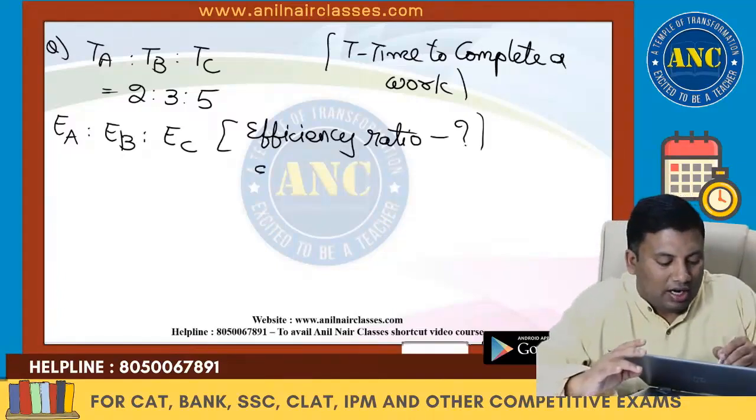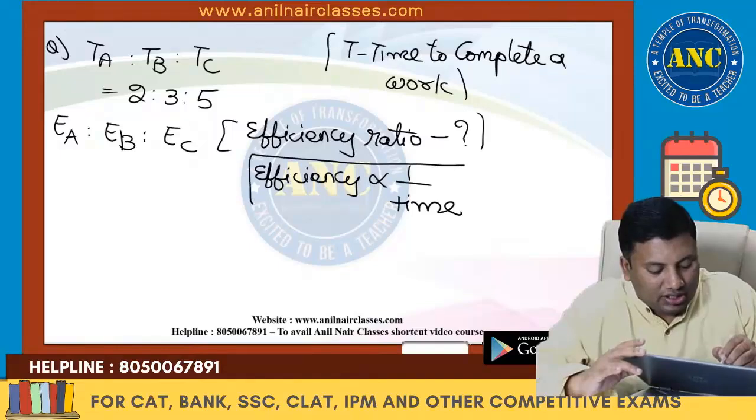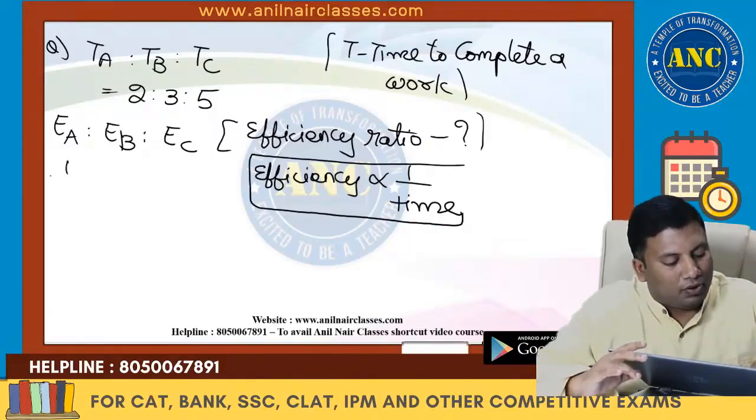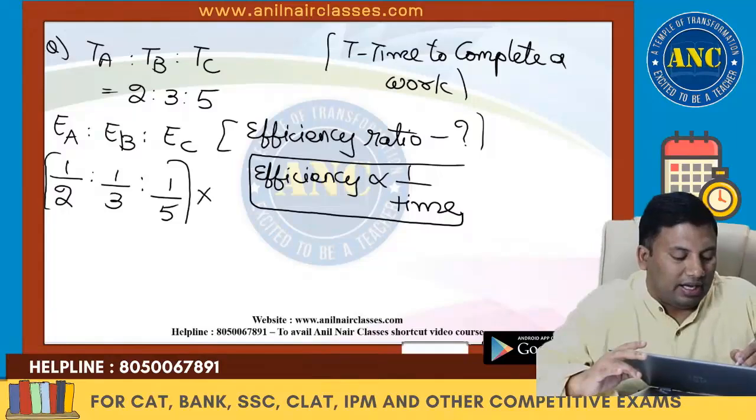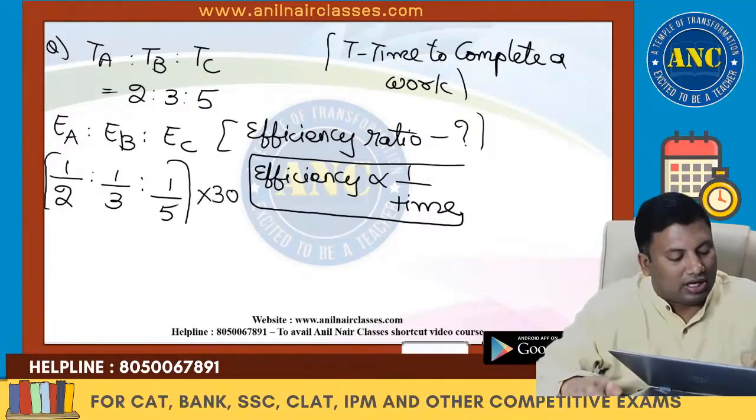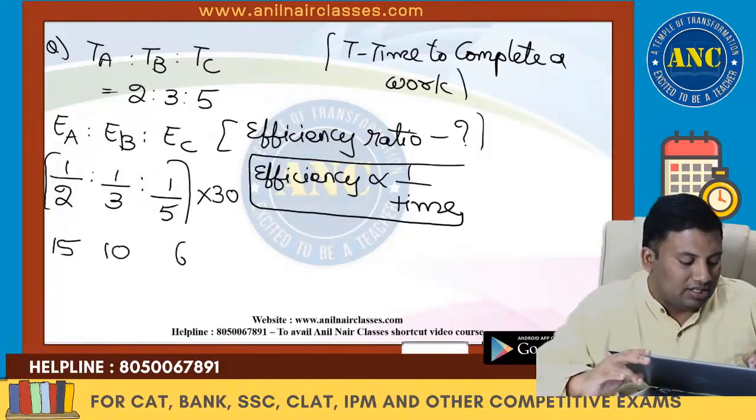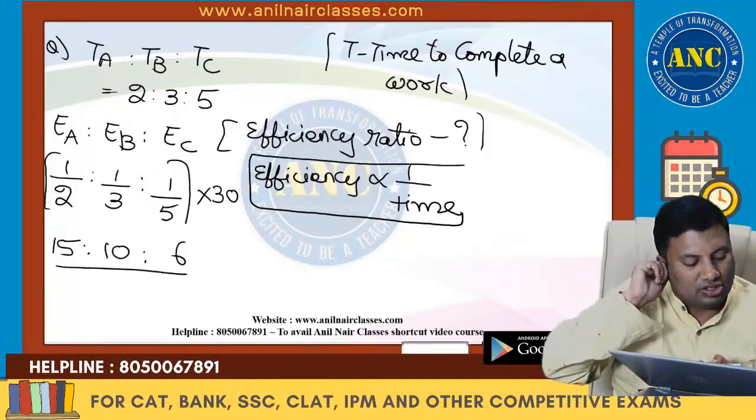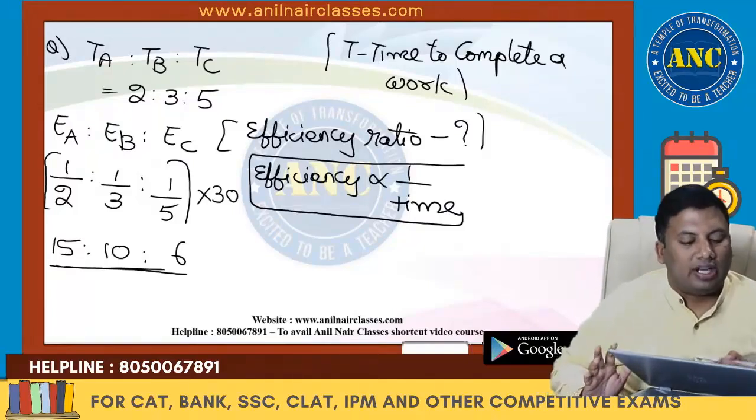Efficiency ratio: already we just discussed that efficiency and time are inversely proportional. So this will become 1 by 2, 1 by 3, 1 by 5. Take the LCM of 2, 3, 5 and multiply by 30. So this is nothing but 15, this is 10, this is 6. 15 is to 10 is to 6. So the efficiency ratio is 15 is to 10 is to 6.